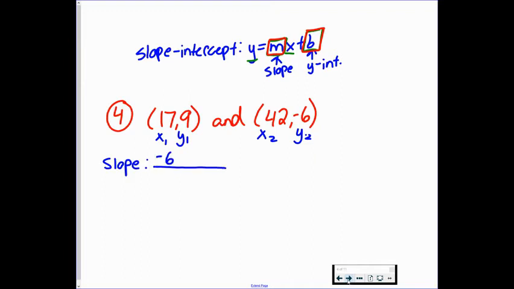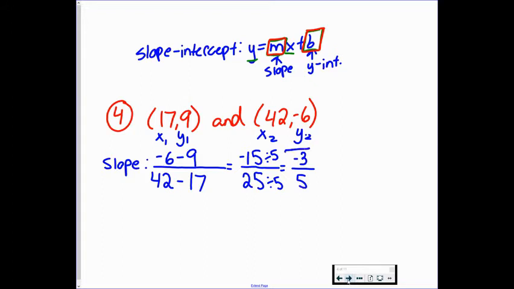y2 is -6 minus y1 over x2 minus x1. Now we're just going to simplify. -6 minus 9 is -15, and 42 minus 17 is 25. Since it is a slope, we are going to reduce the fraction by dividing by 5, which makes -3/5. So this is the slope, which gives us m for our equation.